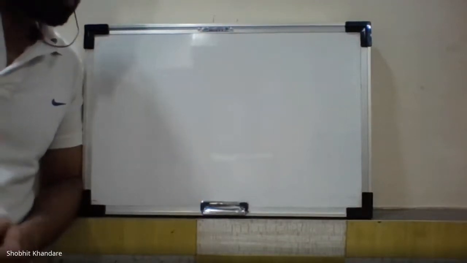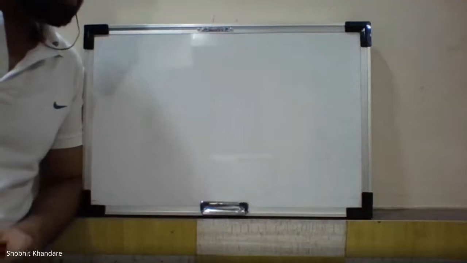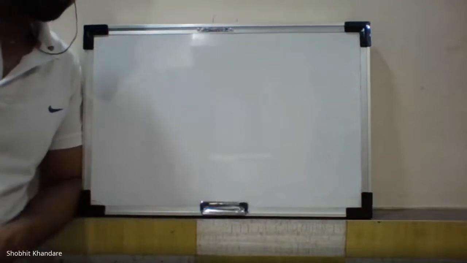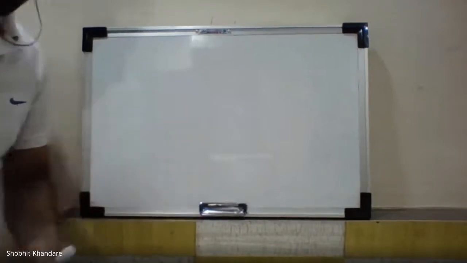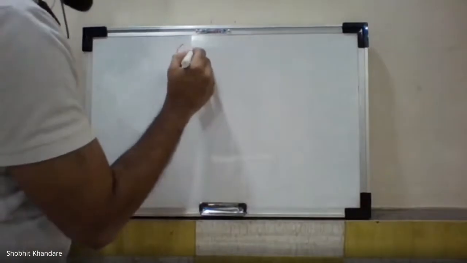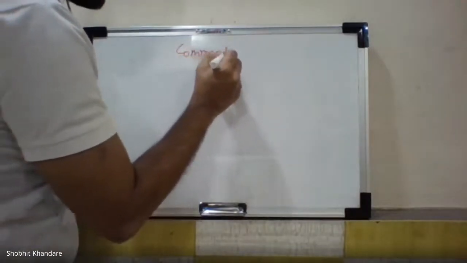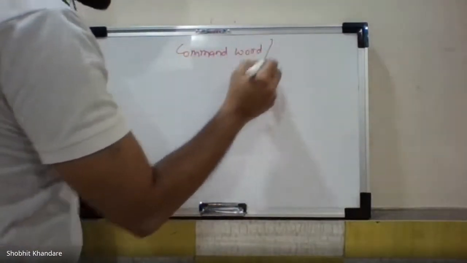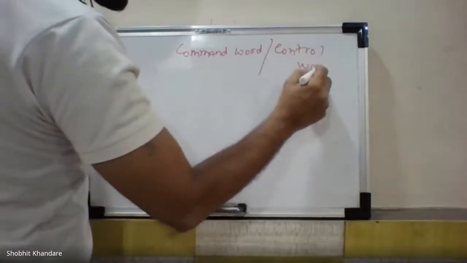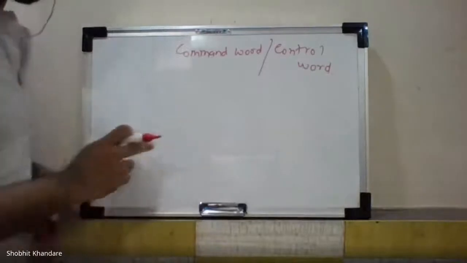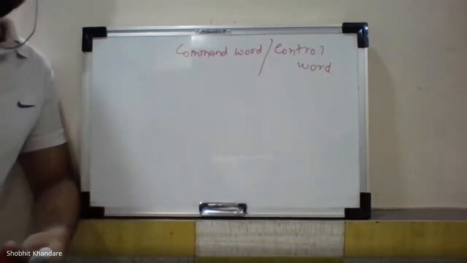Now today we'll be talking about how this 8259 has to be initialized, because we have to send some command word. They are called a command word, or they are called a control word.